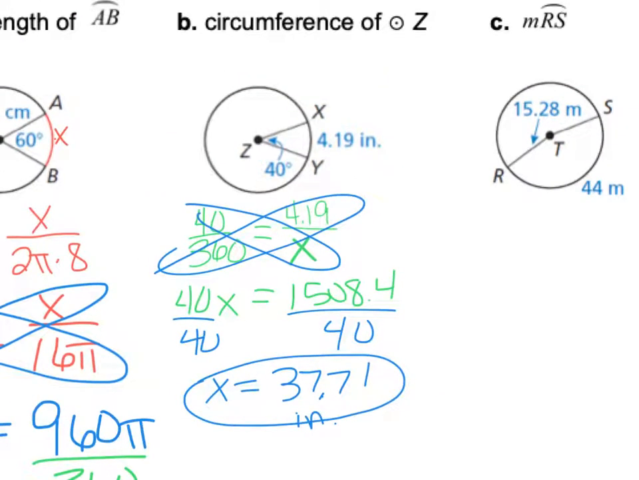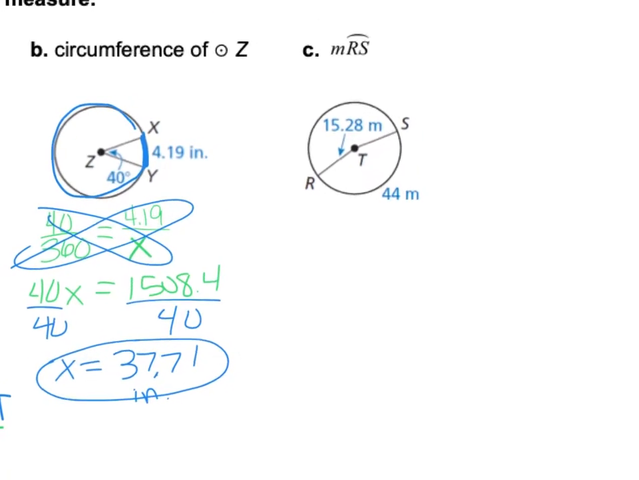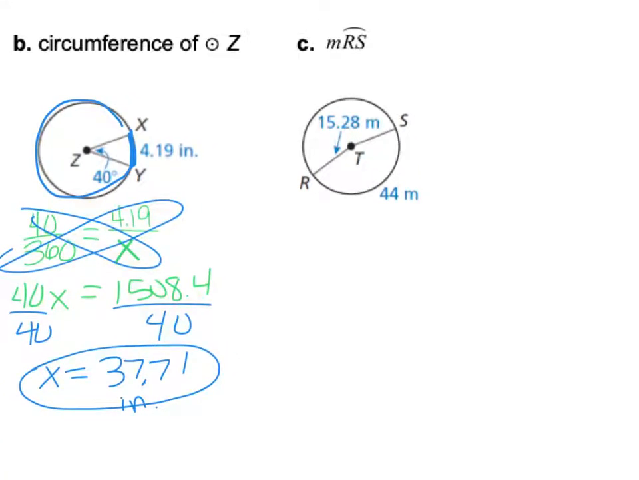So if this part from here to here is 4.19, all the way around should be about 37.71. Just kind of check to make sure your answers make sense when you get done. Okay. The next one, when it looks like this and it says the little lowercase m in front, that's saying the measure of arc RS. Okay, which means we want to find an arc measure.